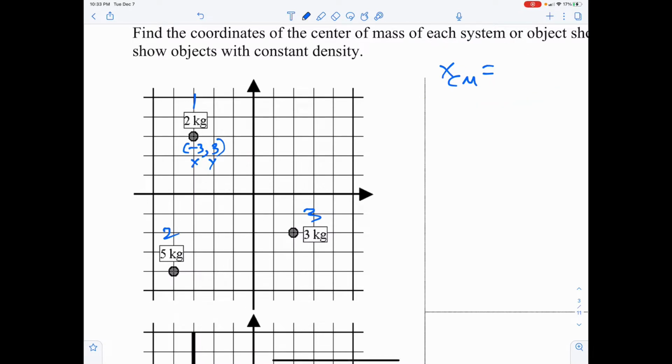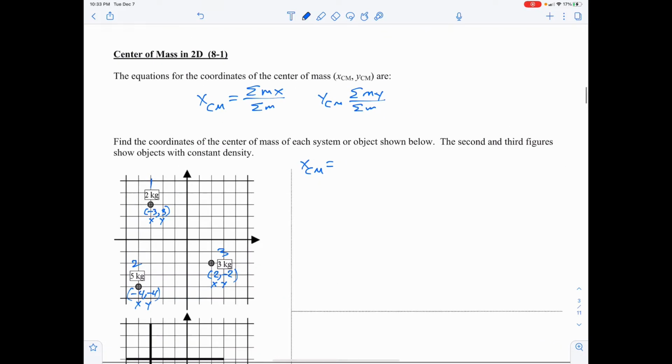Mass 2, I'm going over -4 and down 4. So it's -4, -4 in terms of my x and y. Mass 3 is over 2, down 2. There's my x, y. Okay, so I've got 3 masses. I'll start with mass 1.